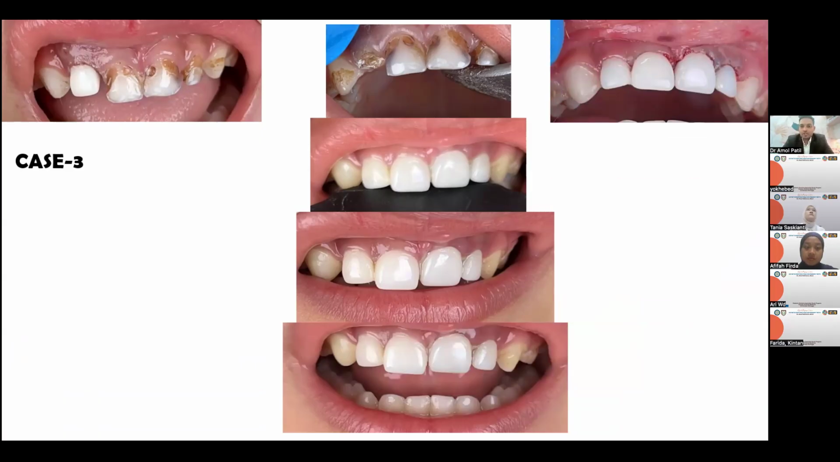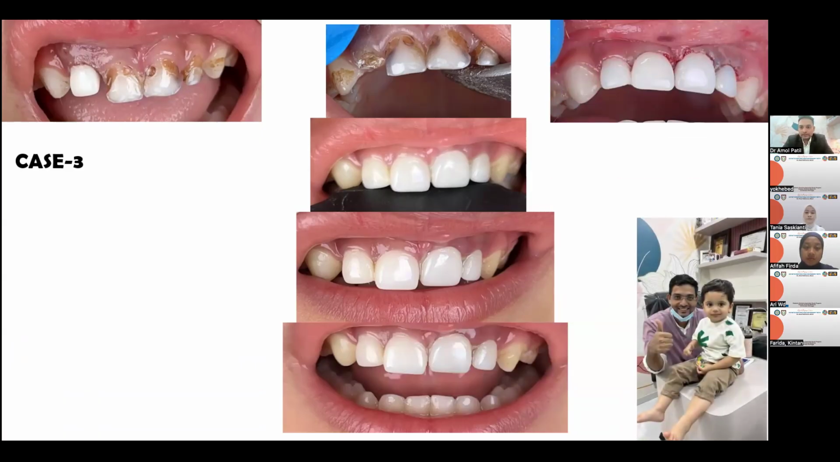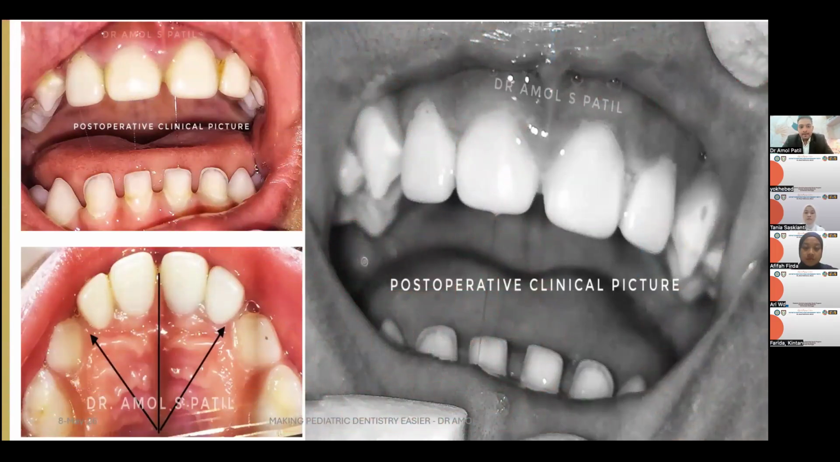This was a pre-op picture, immediate post-op. Another thing which we need to make sure of when we're doing zirconia crowns is that these are passive fit crowns. They don't have a snug fit or a snap fit. So when we place zirconia crowns, we cannot tell the patient to bite on it. If we tell the patient to bite on it, there is a chance of crown fracture.